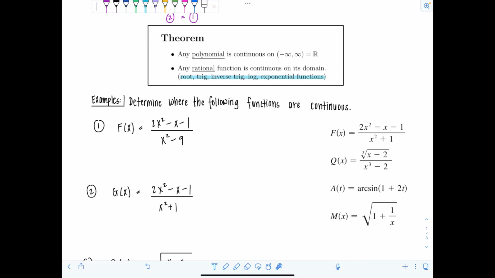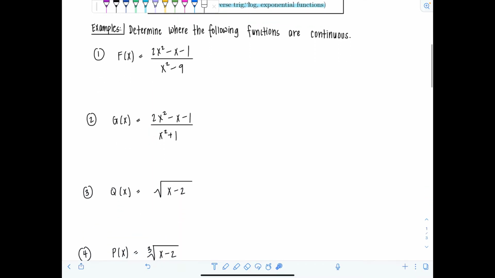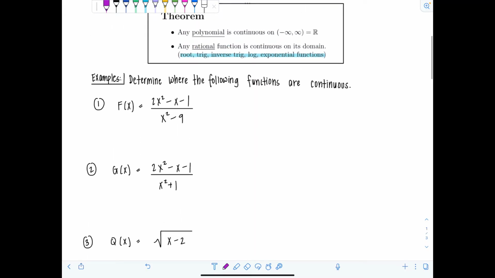So we're just going to look at some examples here and determine where the following functions are continuous, okay? So example 1, we have f of x equals 2x squared minus x minus 1 over x squared minus 9. Well, I can tell right off the bat, this is a rational function. So I'm going to cite the theorem. I'm not interested in what number it is, okay? If the theorem doesn't have a name, then don't worry about it.